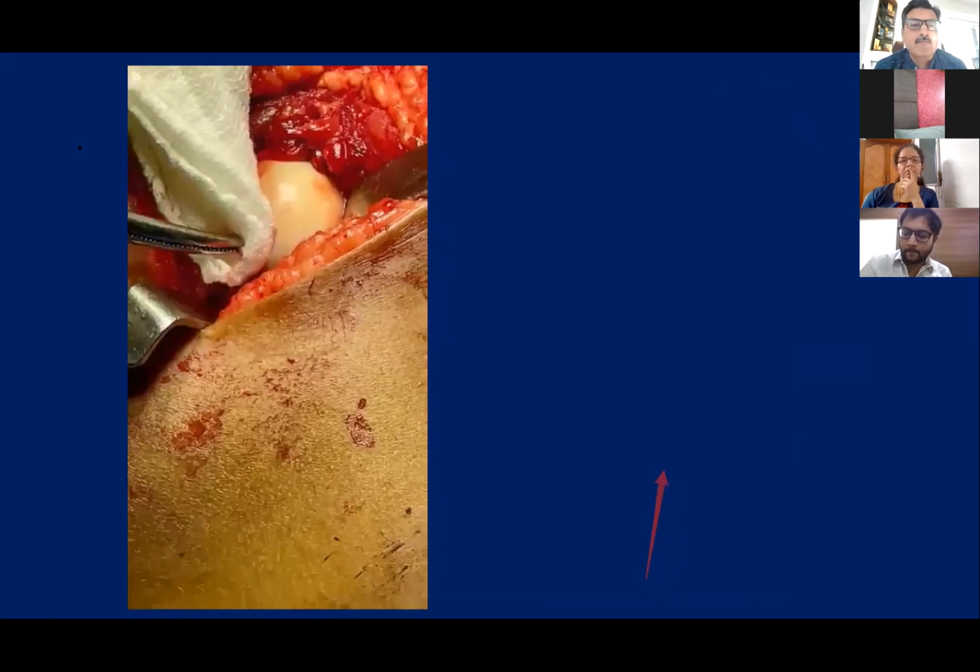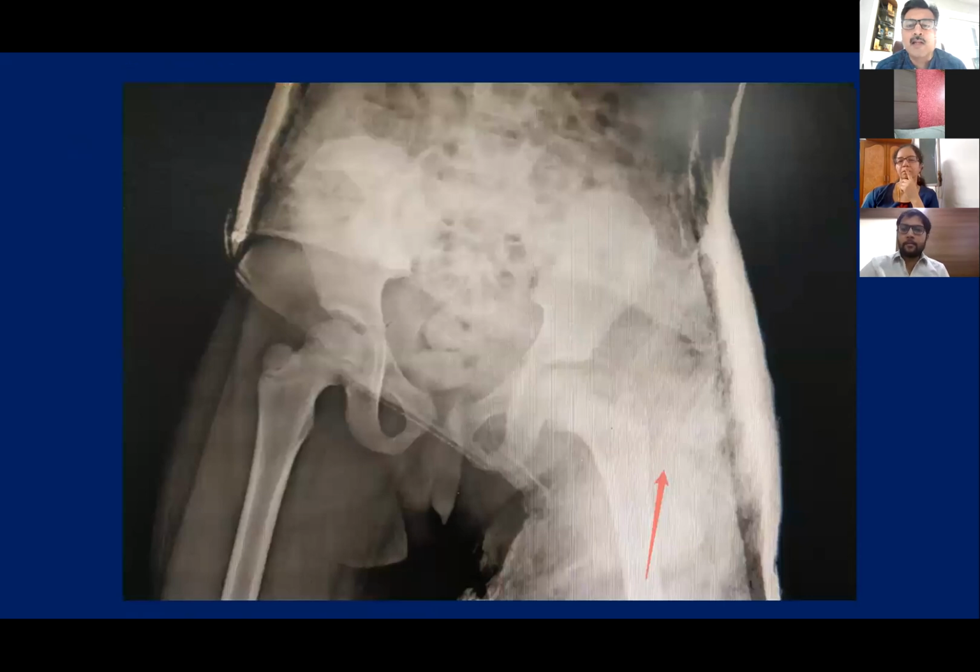So we gave her a hip spica, and repaired the capsule not very tight from behind, and we applied a hip spica for 3 weeks. So that's how we managed it. So Mihir, your comments on this.